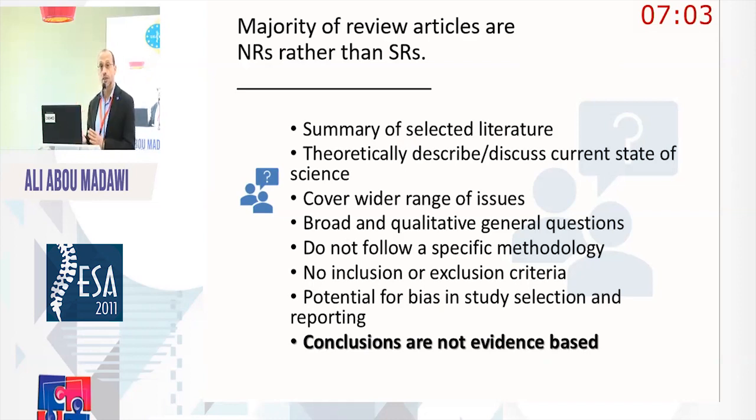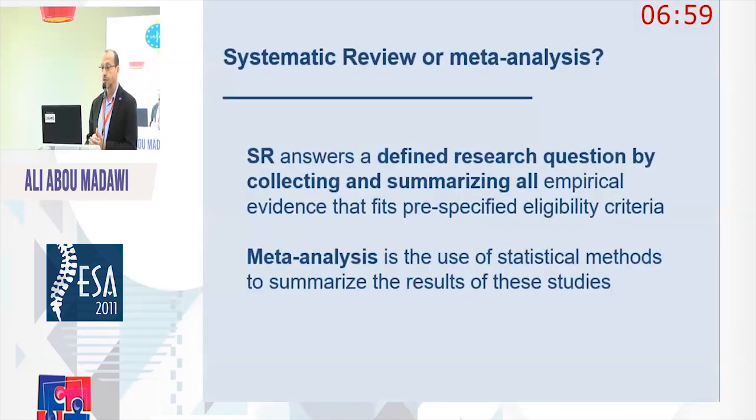Systematic review answers a defined research question by collecting and summarizing all empirical evidence that fits specific eligibility criteria. Then comes after that the meta-analysis. If we use statistical analysis to summarize the results of these studies, now it is meta-analysis. So summarizing the results of the systematized research we have done is a systematic review. Using statistics to analyze this data is the meta-analysis.